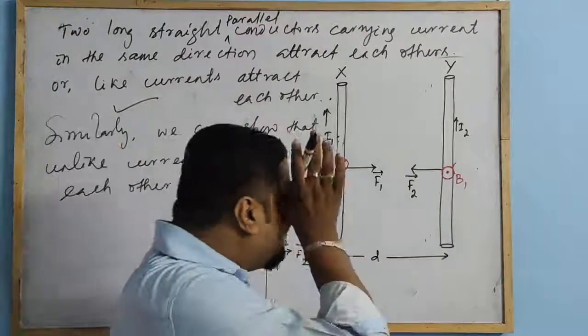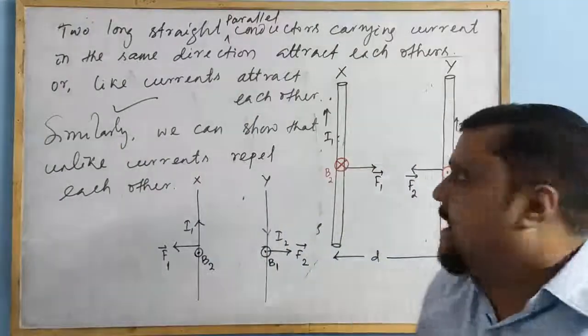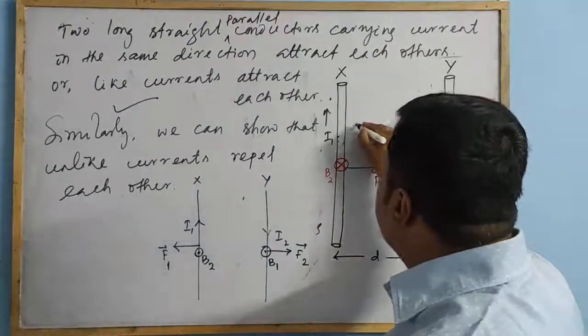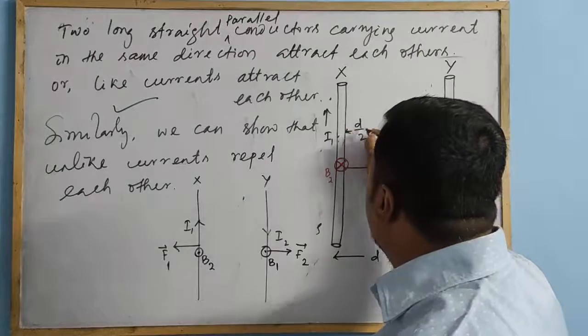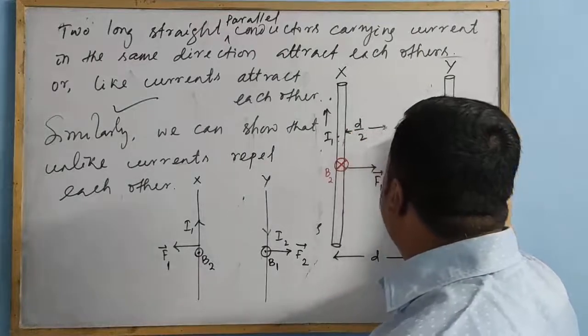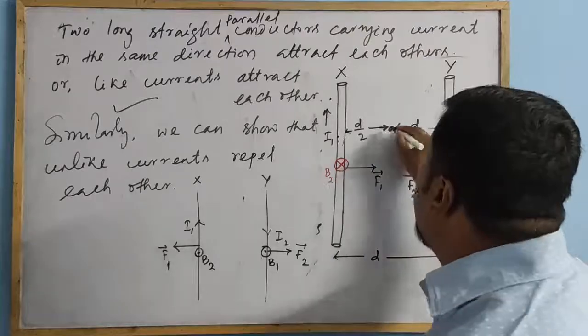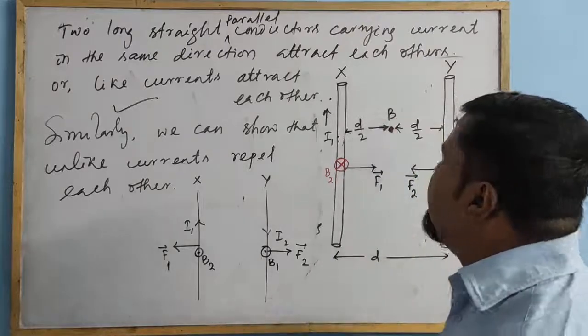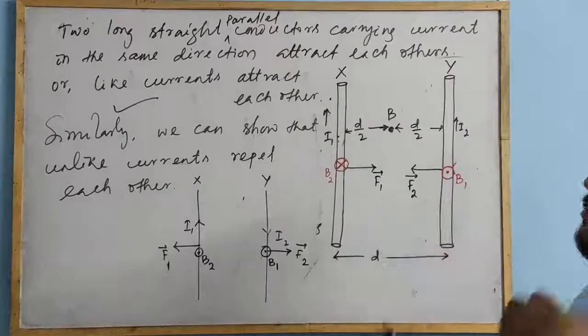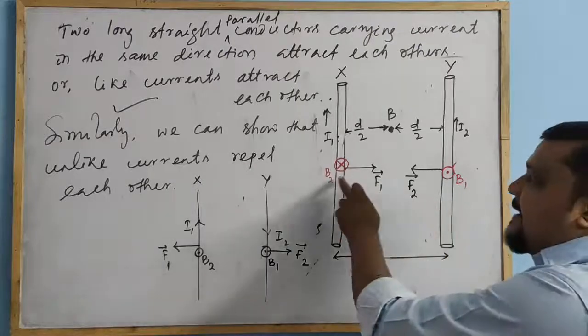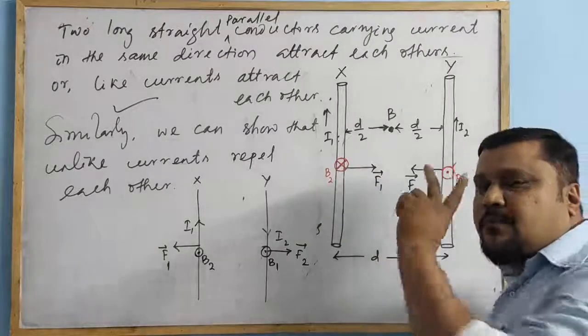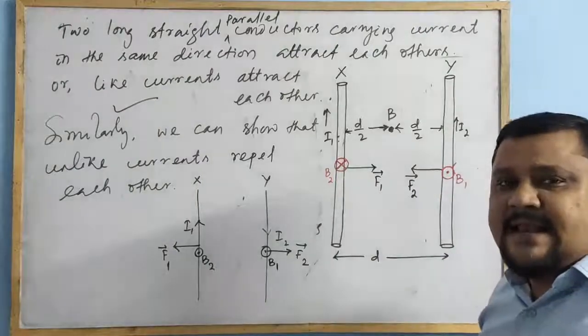Clear? Then another question if I will ask you, what is the magnetic field at the midway, d by 2 from here and again d by 2 from here? A point where both are d by 2. At this point, what is the net magnetic field? Here the magnetic field is what? In both the cases, the magnetic field is like that. They are equal and opposite.